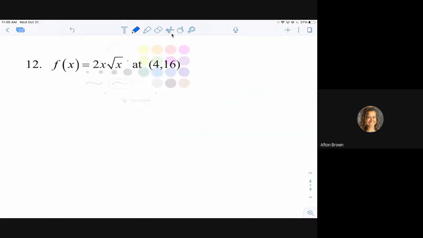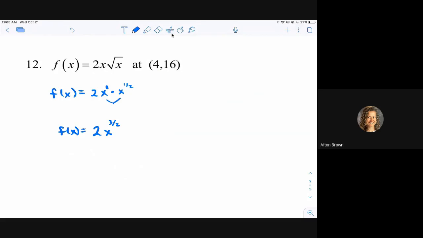I want to simplify. So I would rewrite this as 2x times what? What is the square root of x? How can I rewrite the square root of x? Good, x to the 1/2. And then I would think, okay, well, 2x is really x to the first power. You're multiplying common bases, you add the exponents. So this would be 2x to the 3/2, because 1 plus 1/2 is there.